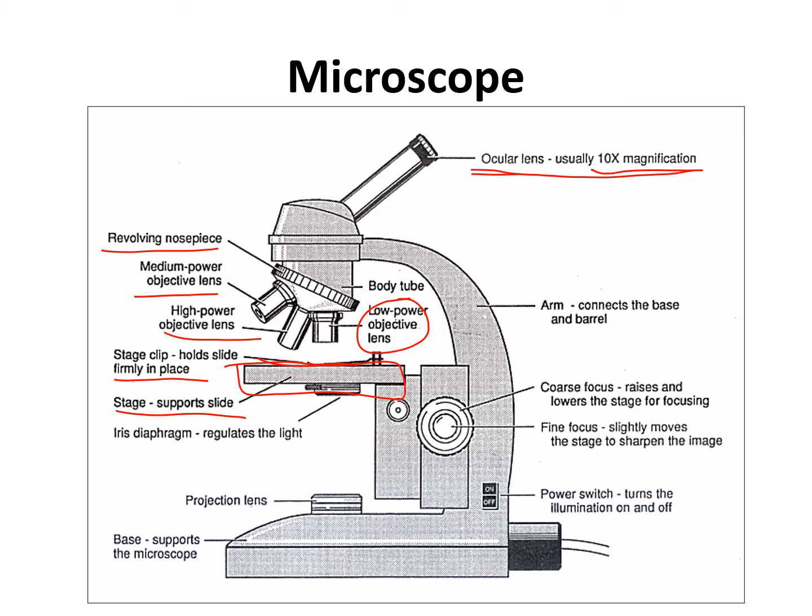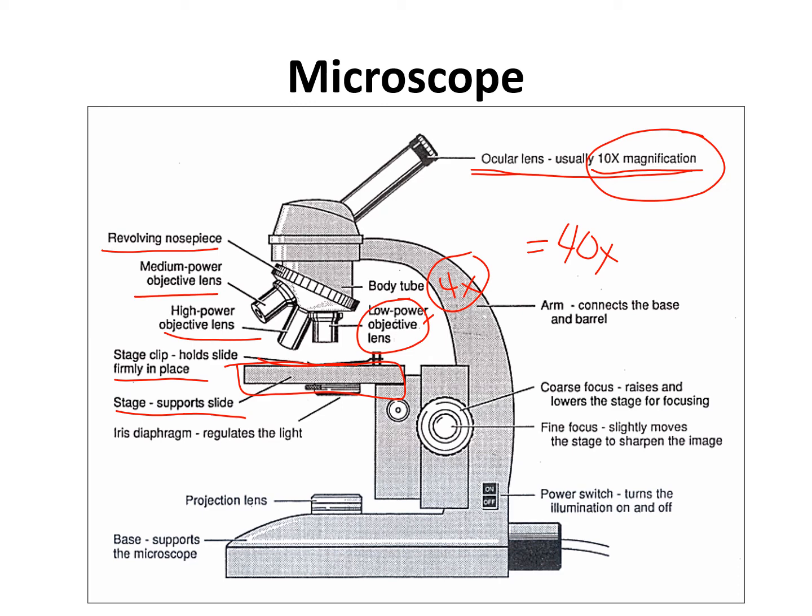When figuring out total magnification, you take the ocular magnification and you multiply it by the objective magnification. So the low power is 4 times. If you are looking at the sample using the low power objective, then your total magnification is 10 times 4, so it would equal 40 times is your total magnification.